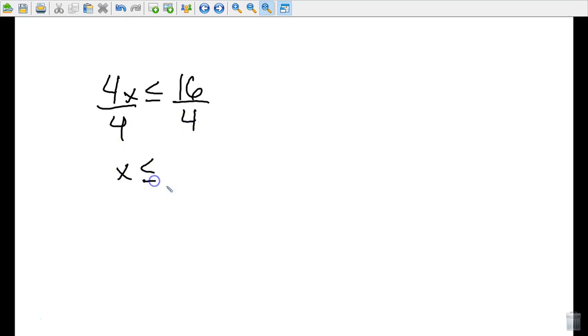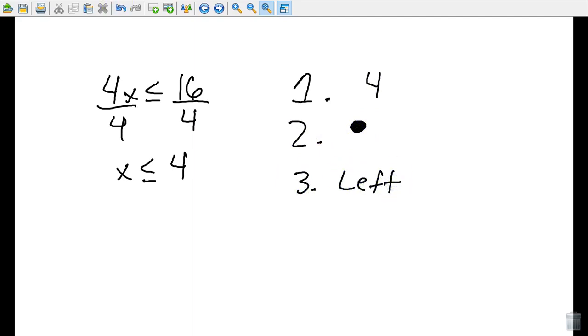Let's do some. I've got 4x is less than or equal to 16. I see multiplication, so I do 4x divided by 4, 16 divided by 4. I get x is less than or equal to 4. So 1, the number I go to is 4. 2, is it open or closed dot? Closed dot, because it is less than or equal to. And then the variable's on the left, so we follow the arrow, so we would go to the left because that's where the arrow is pointing. Okay?